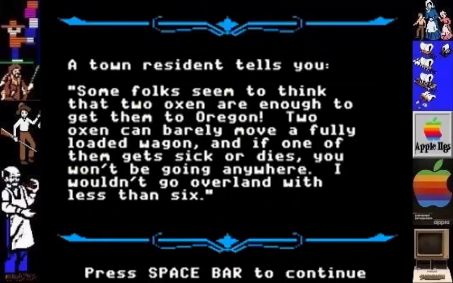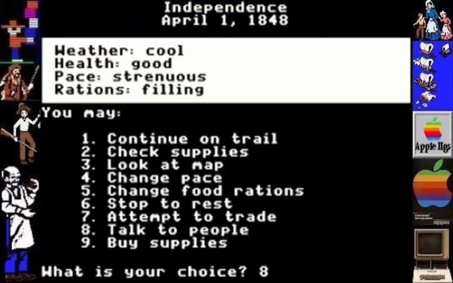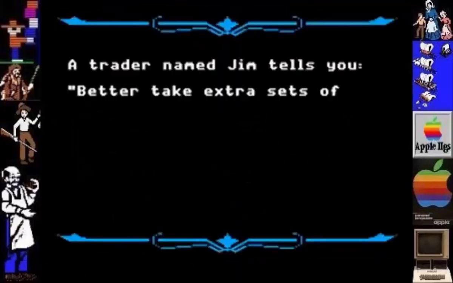A town resident tells you, some folks think that 2 oxen aren't enough to reach Oregon. 2 oxen can barely move a fully loaded wagon. If one of them gets sick or dies, you ain't going anywhere. I wouldn't leave with less than 6. Ah, it's another tip. Sometimes they'll end up saying something really stupid.